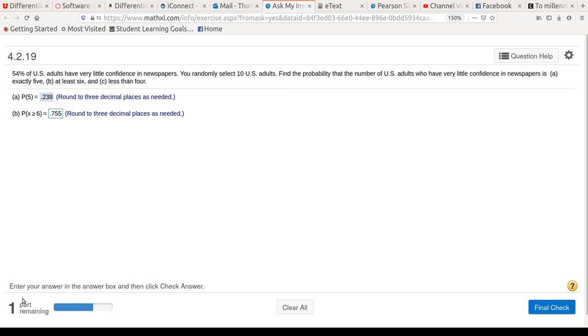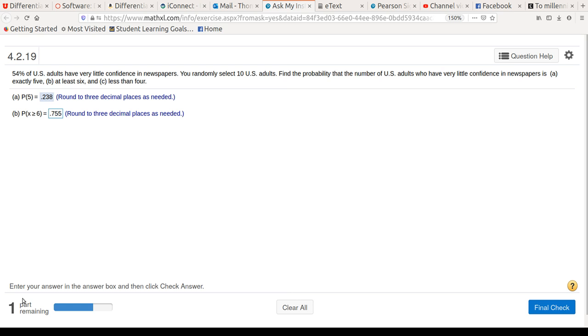So it says 54% of the US adults have very little confidence in newspapers. You randomly select 10 US adults. Find the probability that the number of US adults who have very little confidence in newspapers is exactly 5, at least 6, and less than 4.